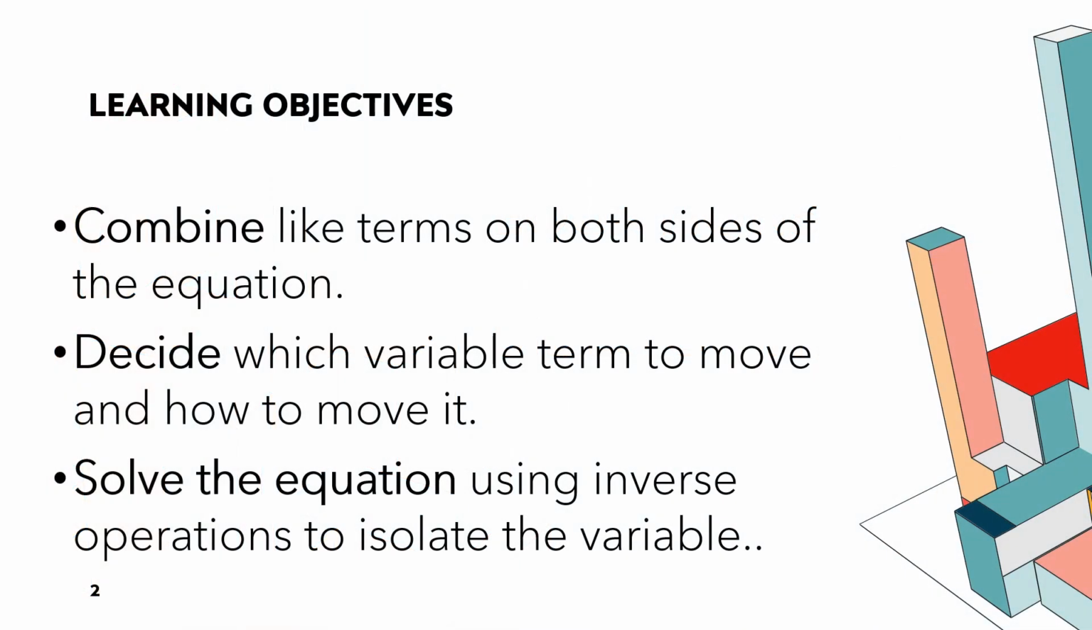In this lesson, you will do and learn 3 things. First, you will combine like terms on both sides of the equation. Second, you will learn how to decide which variable term to move and how to move it. Finally, you will solve the equation using inverse operations to isolate the variable.